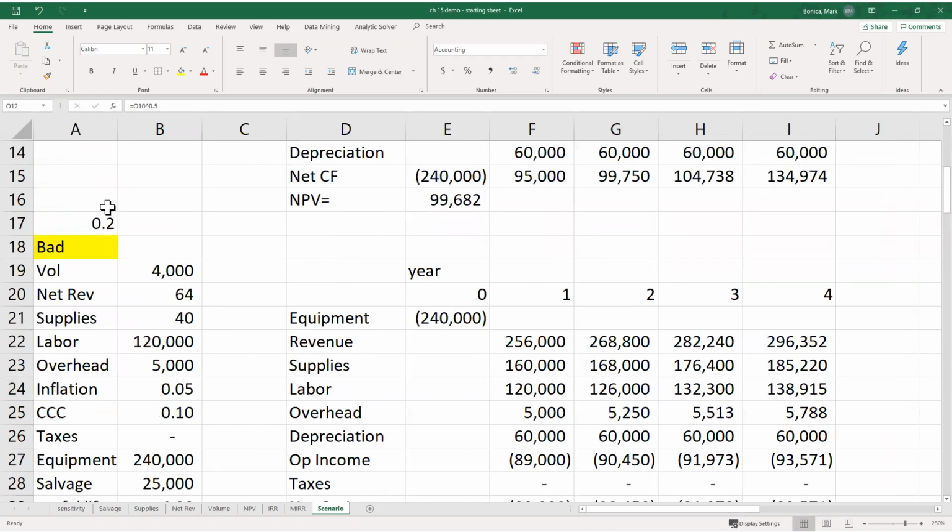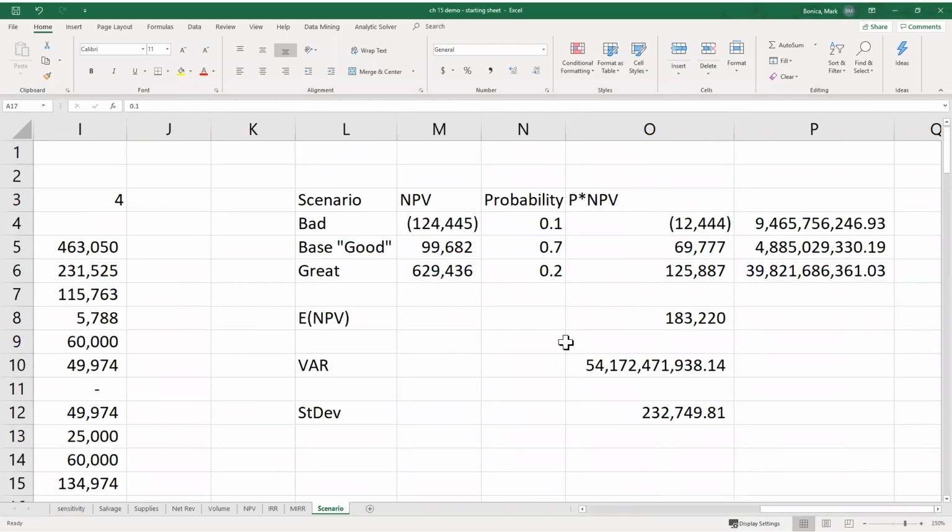I could say, well, you know what, those bad assumptions being 20% off, maybe that's too extreme. Maybe it's just 10%. Since we built it that way, with the formulas referencing back to that one cell, we can change that one cell and go back over here and see what the impact was. If we reduce the bad scenario, the impact brings that bad outcome way down to minus 124 instead of whatever it was.